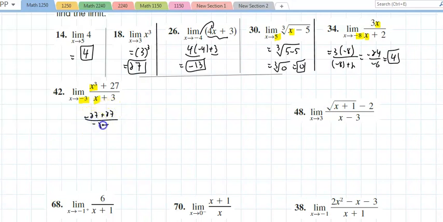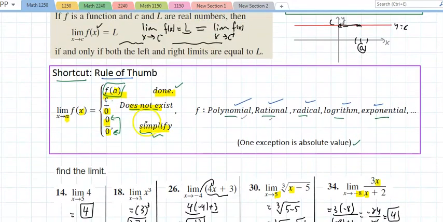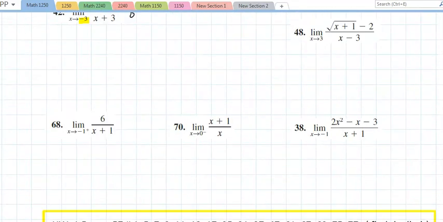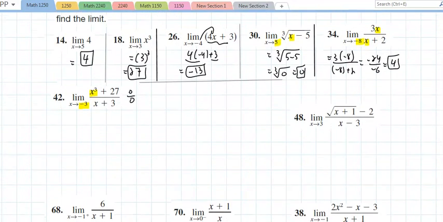Over negative 3 plus 3? Isn't that 0 over 0? What happens if you get 0 over 0? If you get 0 over 0, you simplify. Well, there are 4 kinds of simplifications. First kind, you factor. We did that already.